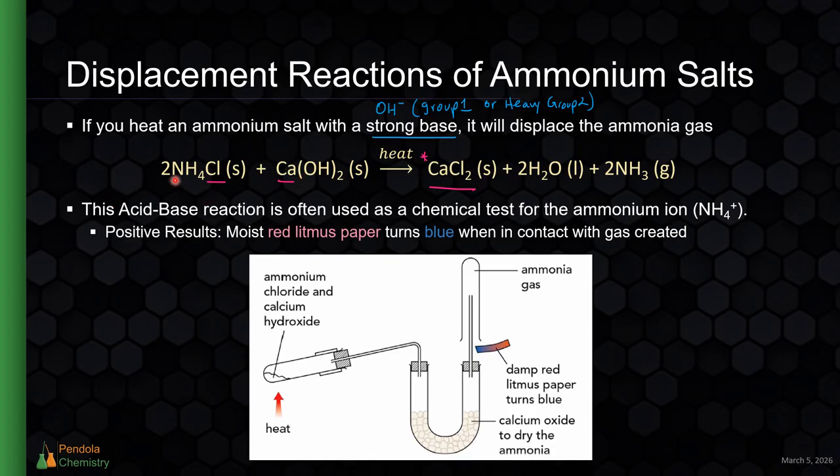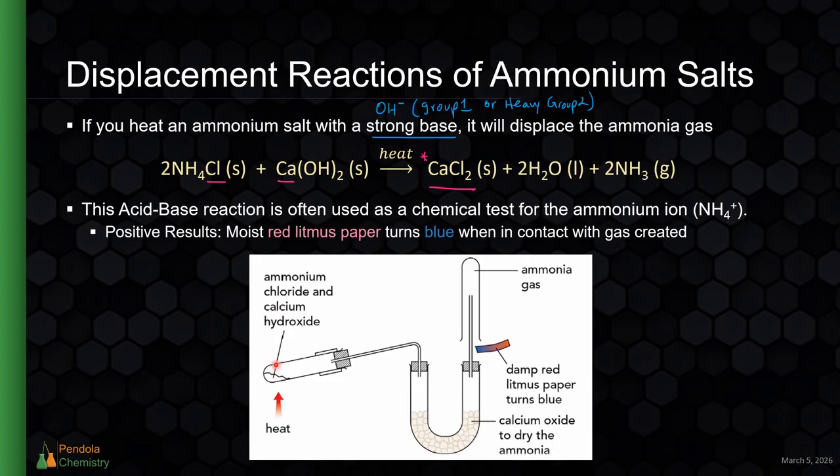If we mix an unknown compound with a strong base and then we heat it, so something like this diagram right here, we can mix an unknown compound, let's say the unknown compound is ammonium chloride, with a strong base like calcium hydroxide. If we heat this up and it turns damp red litmus paper blue, then we know that that unknown was some kind of ammonium salt. This is a test for ammonium ions.